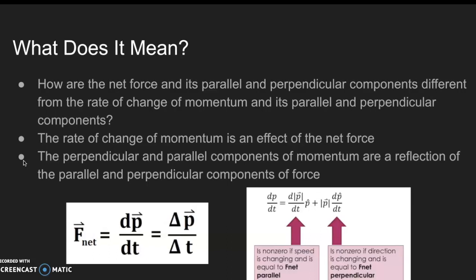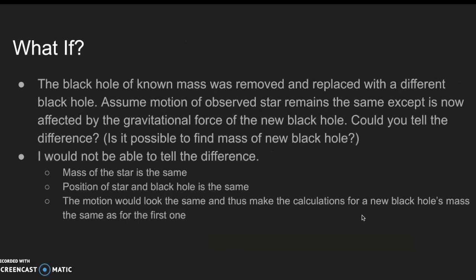An important thing to note is the rate of change of momentum is an effect of the net force, but equation-wise, these values are about the same. We have the F net is the change in momentum over the change in time. So taking time into consideration, these two are a reflection of each other. This on the right here is a breakdown of dp/dt into the parallel and perpendicular components. The parallel component is non-zero if the speed is changing, and it's equal to the F net parallel, and the perpendicular component of the change in momentum is non-zero if the direction of the object is changing, and is equal to the F net perpendicular.